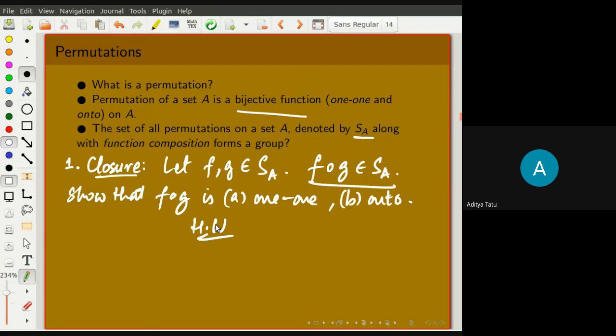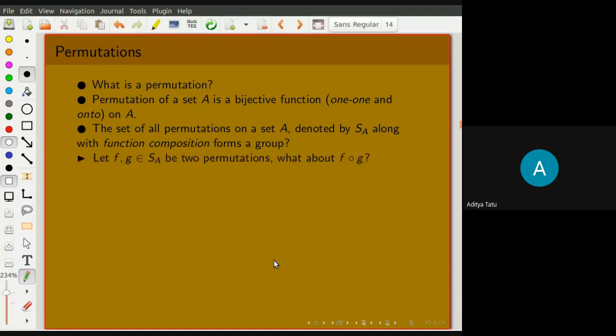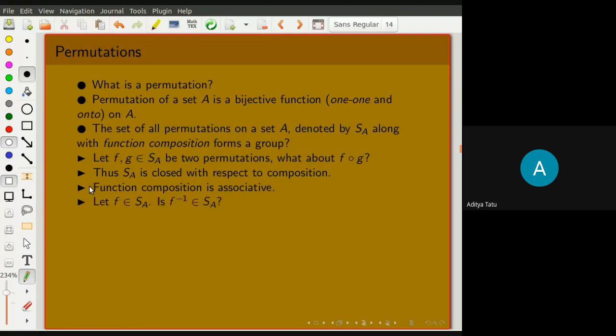Okay, but the result is, of course, that f∘g will be in S_A. So it is closed. I've just written the conclusion. Next, function composition is associative, right? You can prove this as well. So I'm leaving this as homework.